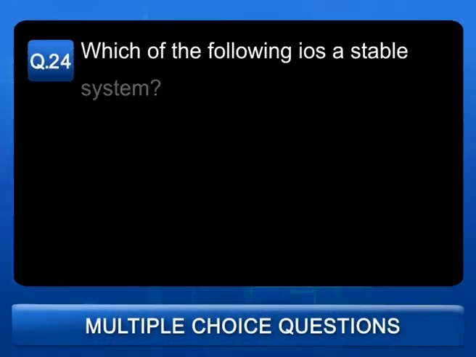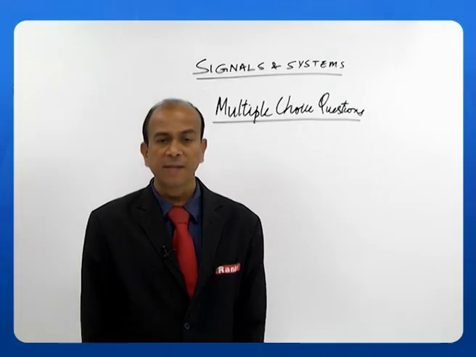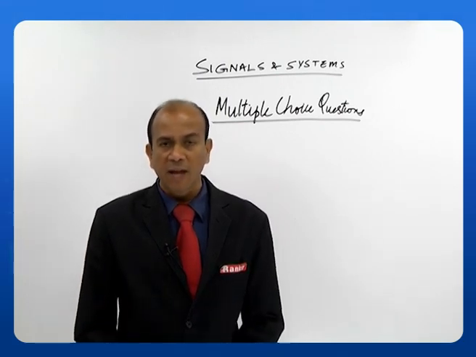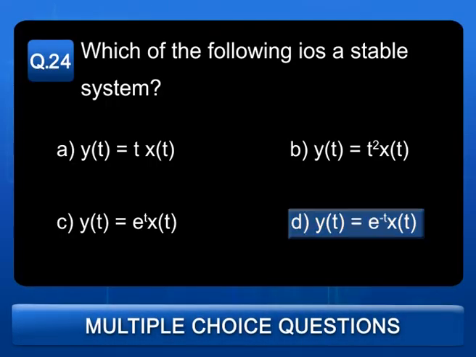24th question says, which of the following is a stable system? A. y of t is equal to t x of t. B. y of t is equal to t square x of t. C. y of t is equal to e to the power of t x of t, and D. y of t is equal to e to the power of minus t x of t. The answer is y of t is equal to e to the power of minus t x of t is the only stable system. So the answer is D.